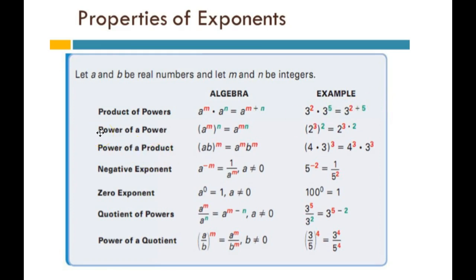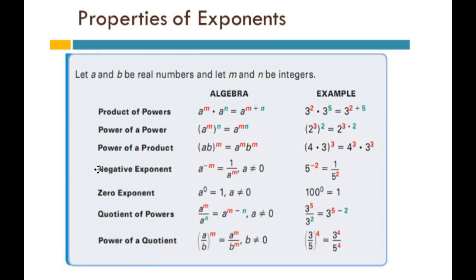Next one is a power of a power. So we have some quantity a raised to a power, and then that whole quantity raised to another power. This time we multiply those two values together. So we would take m times n to write that as a single quantity. Next we have the power of a product. If we have inside parentheses two factors being multiplied, that whole quantity raised to some power, then that power gets applied to both of those factors inside the parentheses.